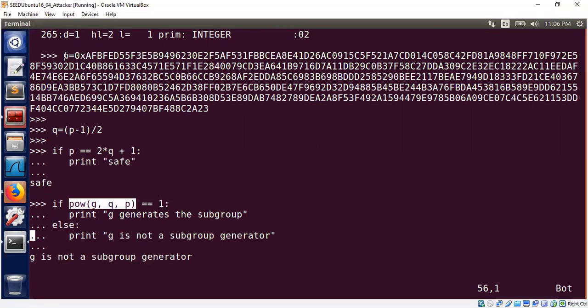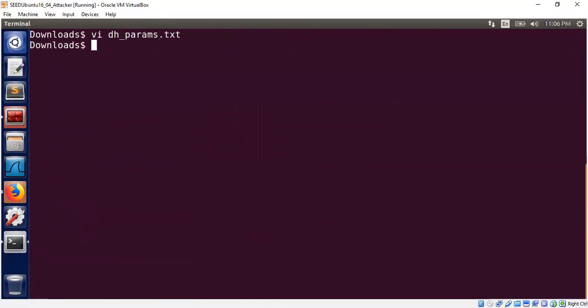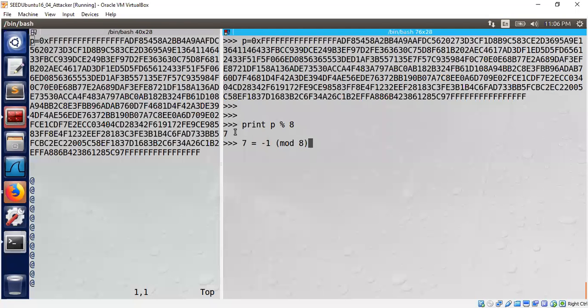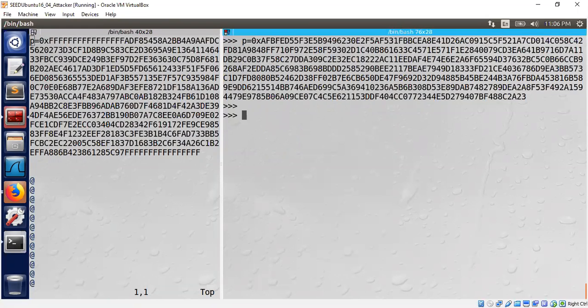So we copy and paste this, right? And we check whether the modulus of this with 8 is plus or minus 1. So how do we do that? Very quickly, we can do this here. We paste the prime and we print P mod 8. Okay, P mod 8 is 3, which is not plus or minus 1.